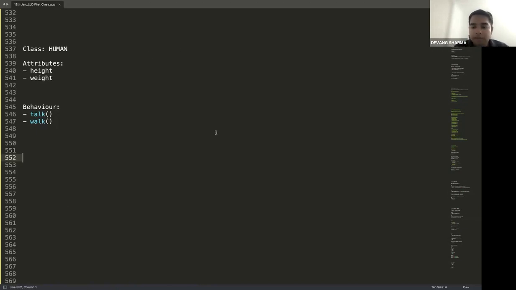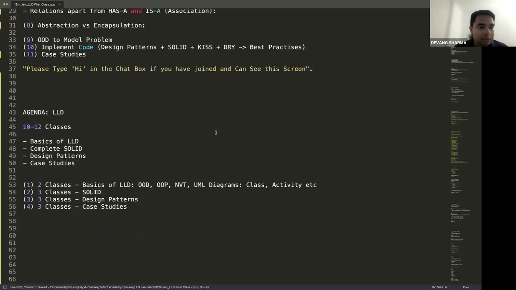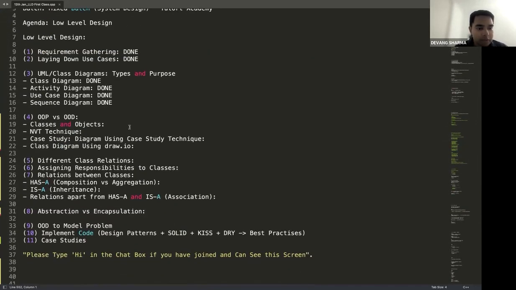Okay. If everybody is crystal clear, now I'd like to cover one last thing as part of today's session. Let's see where we are in the syllabus before I move to the last thing. We have covered this part. NVT technique, case study using NVT technique, and then finally creating a class diagram on draw.io. This is what I want to cover, and this will easily consume more than 20 minutes. So we'll talk about what is NVT technique, then we'll take a case study to implement that technique, and then we'll create the class diagram on draw.io.